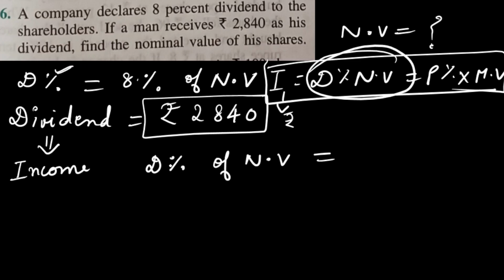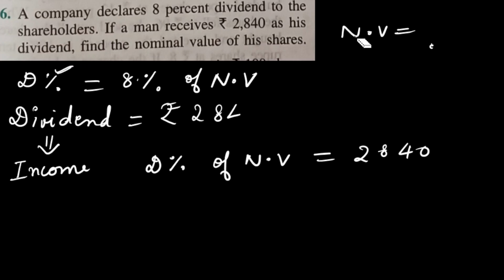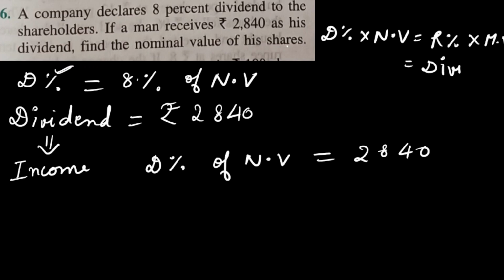So income means dividend. So what is the value given to us? 2840, right? So I'll just explain once again. See, we know this formula which I have told you, the fourth formula. The formula is dividend percent into nominal value is equal to profit percent or return percent into market value. See, this thing is equal to dividend or income, right?